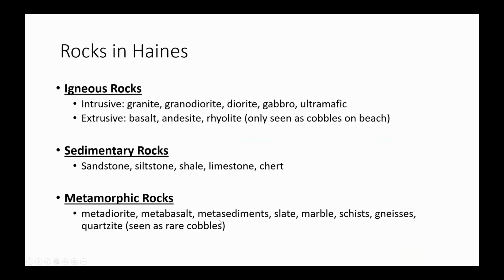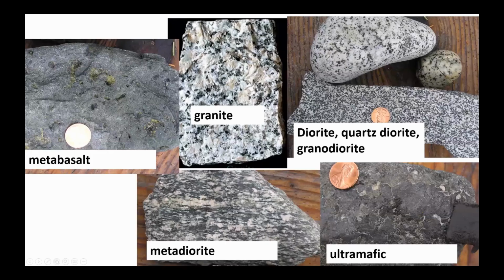So I'm not going to go through this on this picture, but you could take a snapshot, or this talk is being recorded, you could go look another time. But what I've listed here are the rocks that are found in Haines, the igneous, sedimentary, and metamorphic rocks. We do have an extraordinary variety of rocks found in the Haines area. Here are the most common ones. So up here is the metabasalt. That was a basalt flow that got metamorphosed.